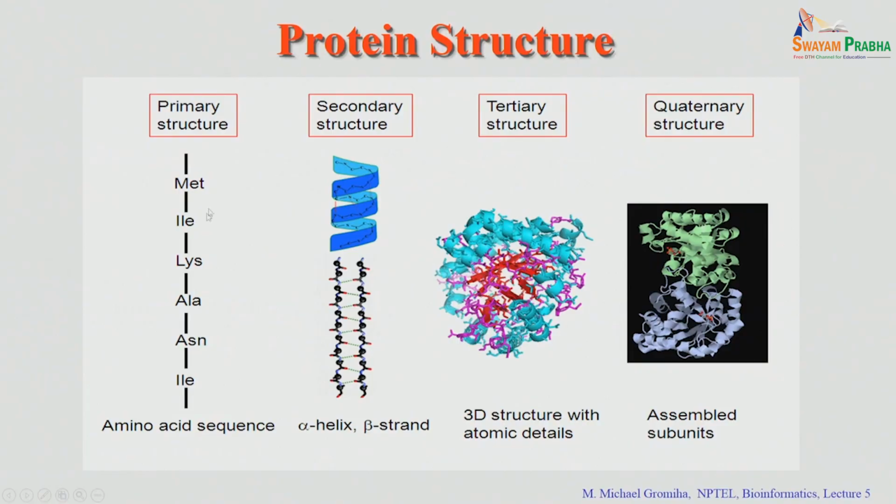So, primary structure gives the sequential order of these amino acid residues, and secondary structure provides the arrangement of these residues in some specific shape. For example, here this is a kind of spiral shape. So, this is called alpha helix. Here you can see this is a kind of ladder. So, this is called beta strand.